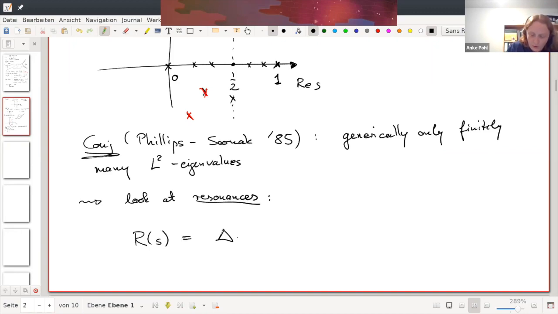So what we do is we take our Laplacian, we subtract the eigenvalue, and we ask for the resolvent. But here now it plays a role that we are not talking about the eigenvalue itself. We talk about spectral parameters, and having this split into a spectral parameter.